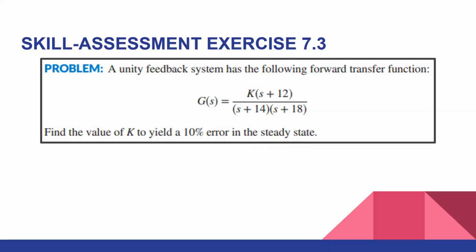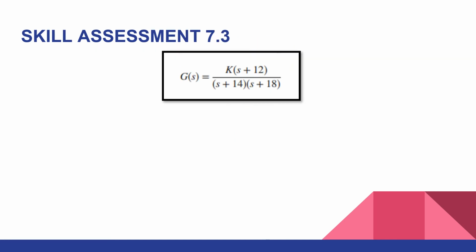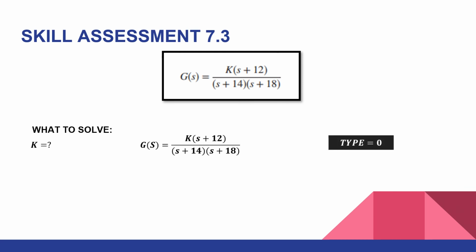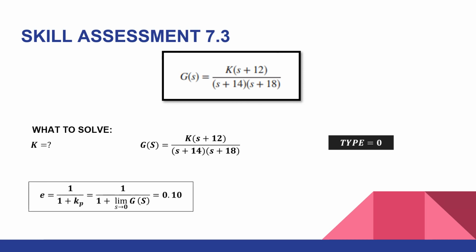So another example is on the skill assessment exercise 7.3. A unity feedback system has the following forward transfer function. So in this case, since G(s) is already given and we have an error of 10%, we can automatically do the same process as earlier. So what to solve? Still K with a given G(s), and with a given G(s), we can automatically identify this is a type 0. So our error formula will be E is equal to 1 over 1 plus Kp, equal to 0.10, since it is 10% error.